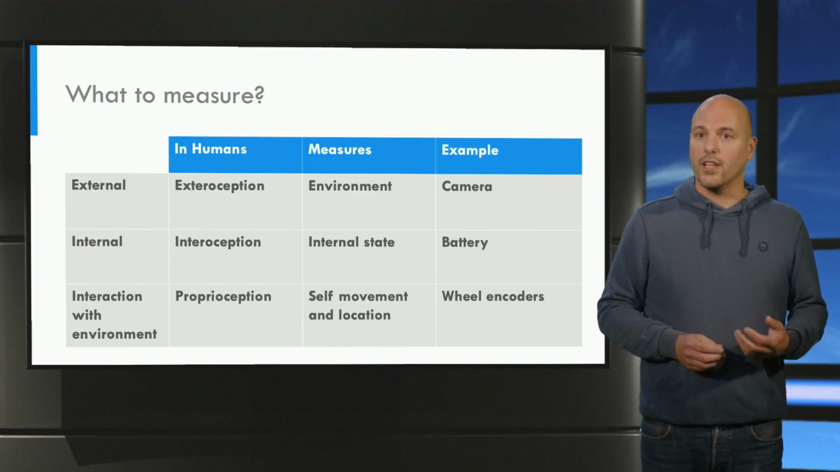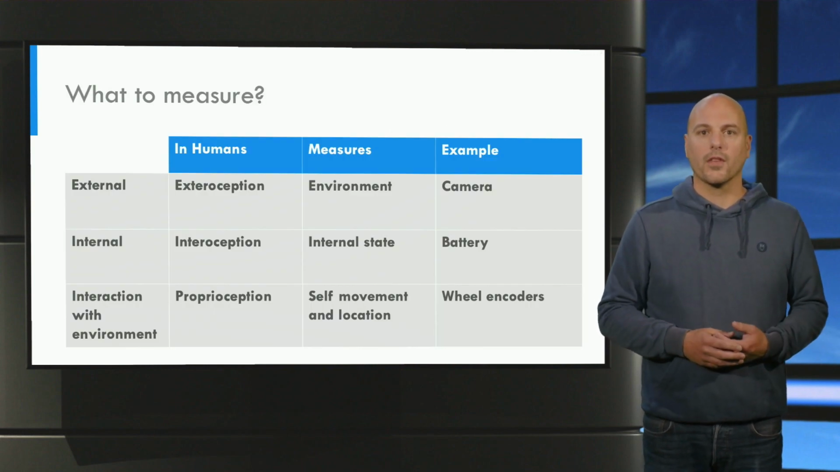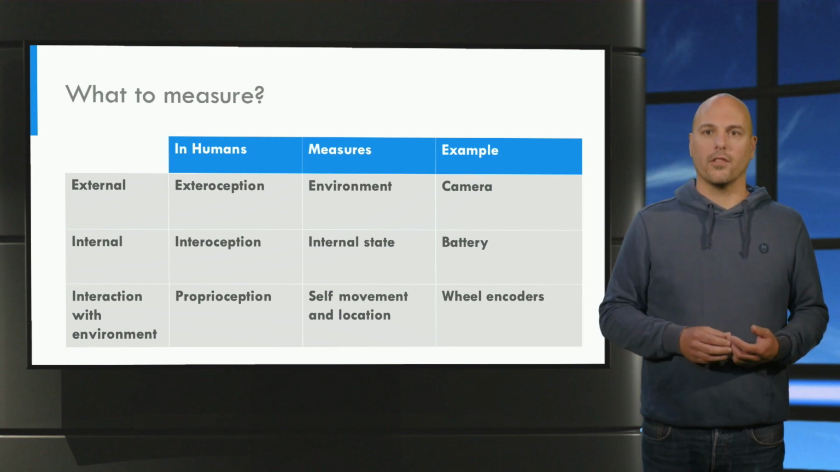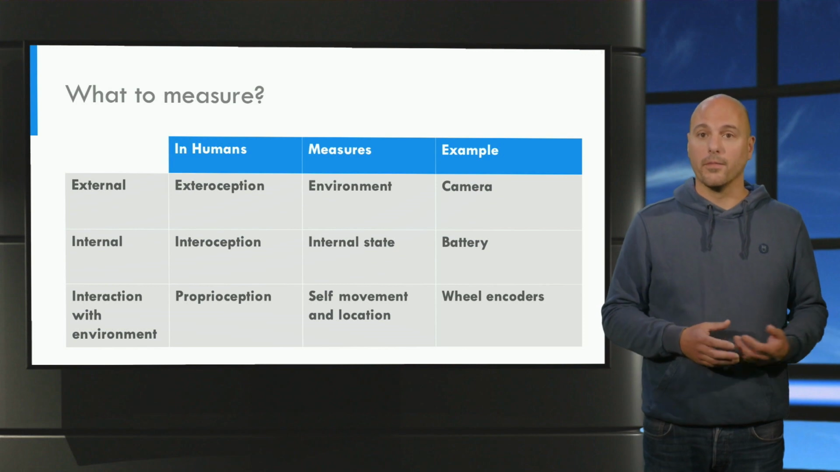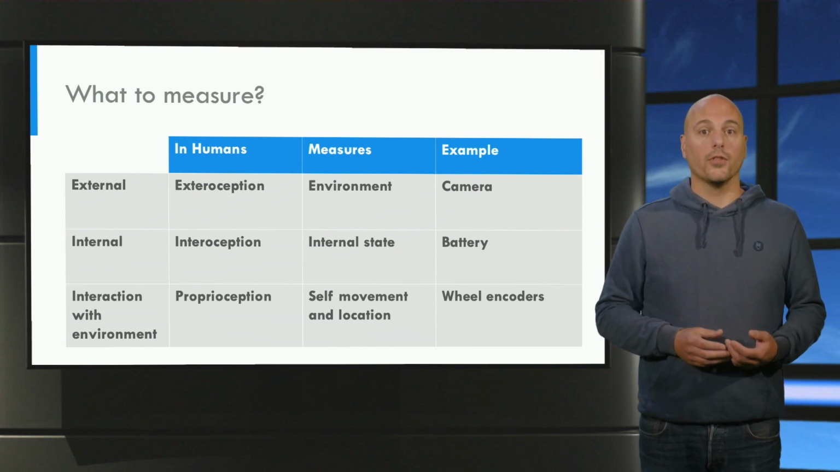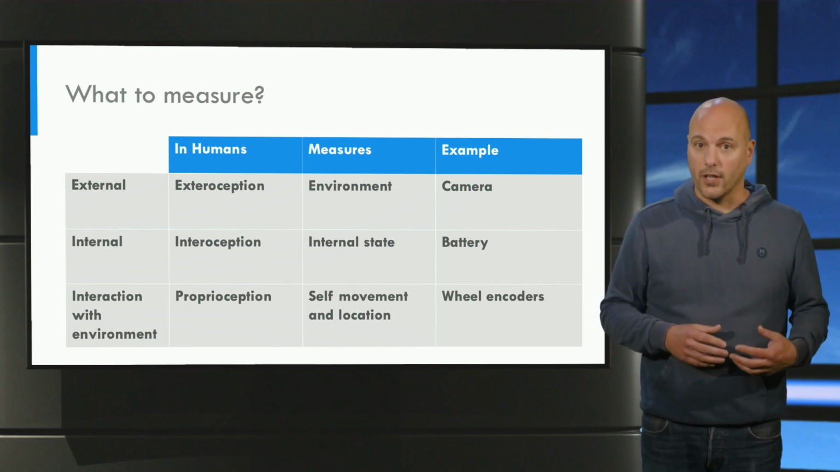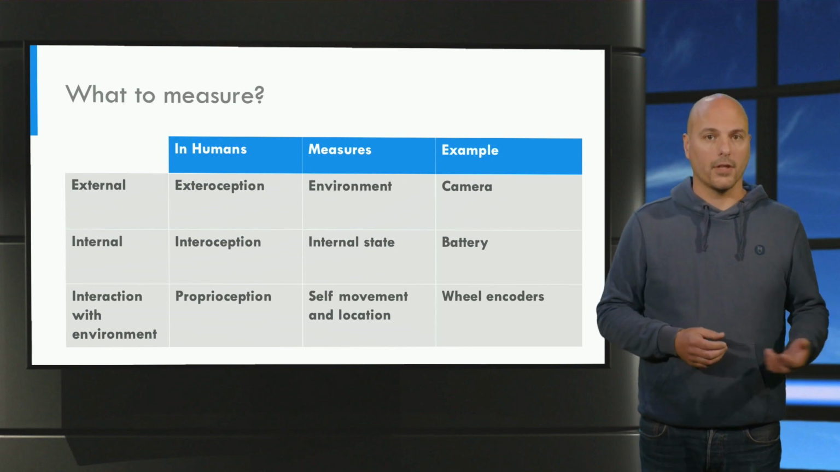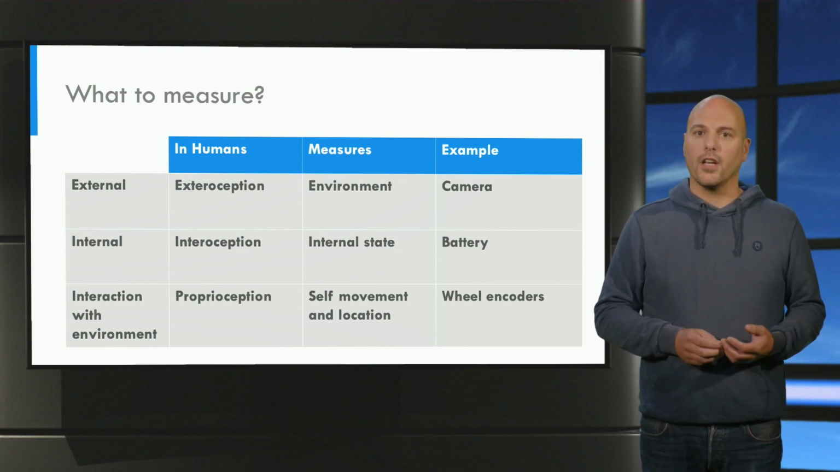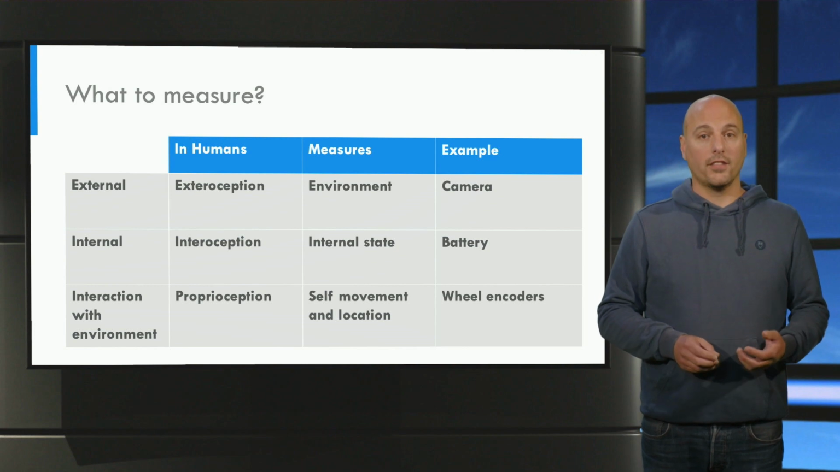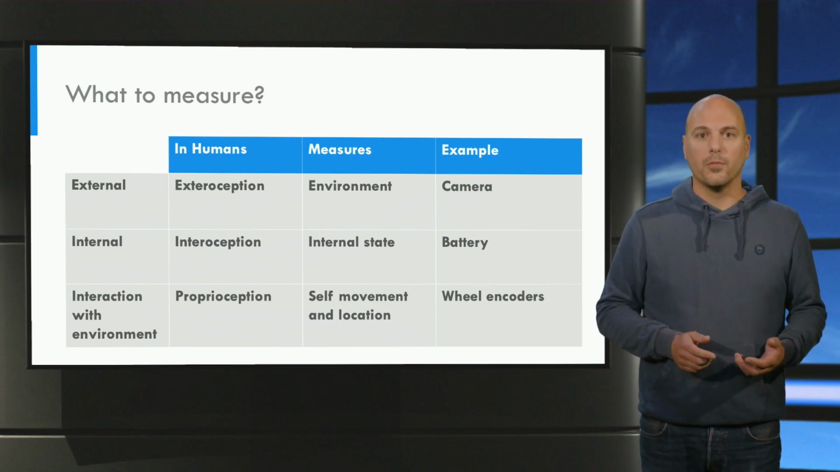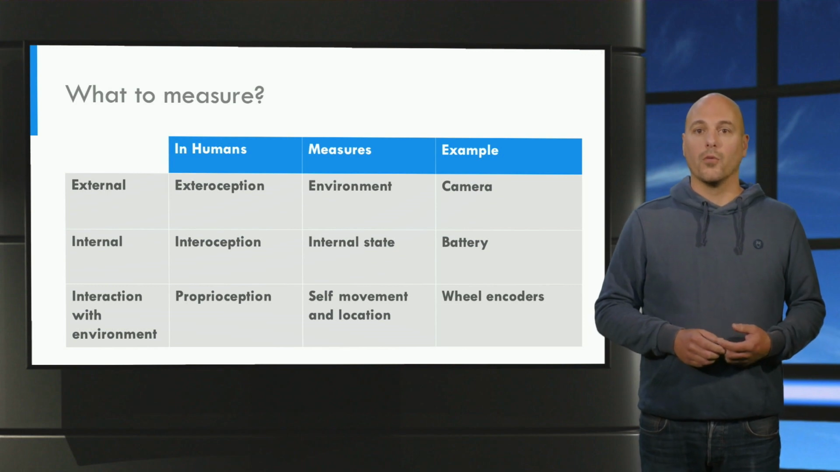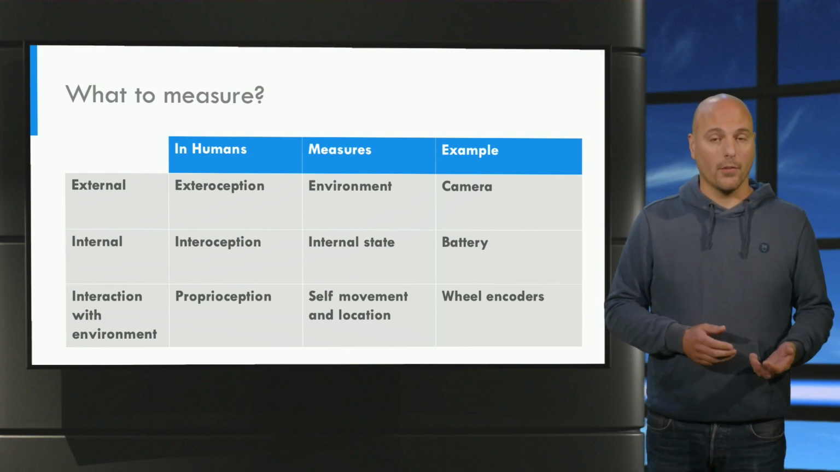In robotics, sensors can be used in three ways. When measuring properties of the environment, we talk about exteroception, for example a camera. But a robot might also need to know some properties about its internal state, for example the state of the battery. This is called interoception. And lastly we have proprioception. This is the measuring of self-movement and location. Wheel encoders, or IMUs, are examples of this.